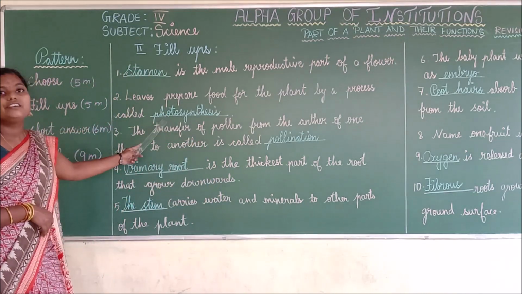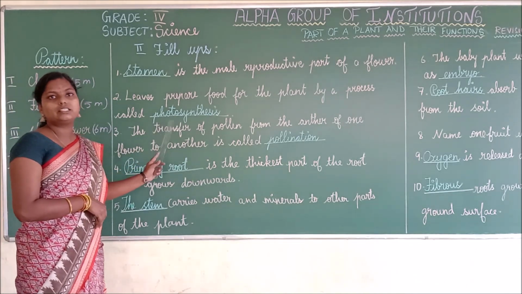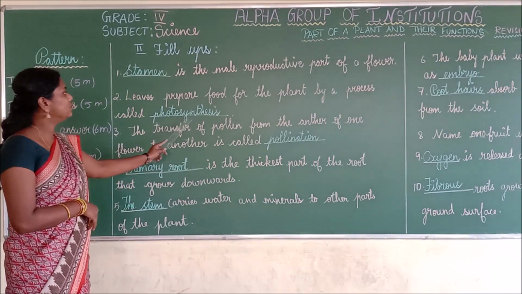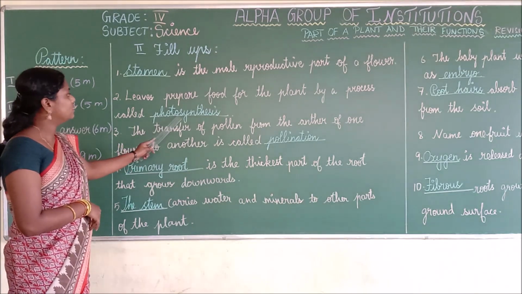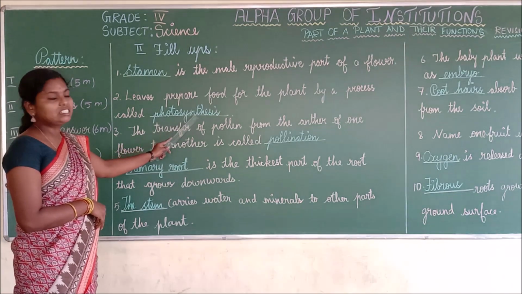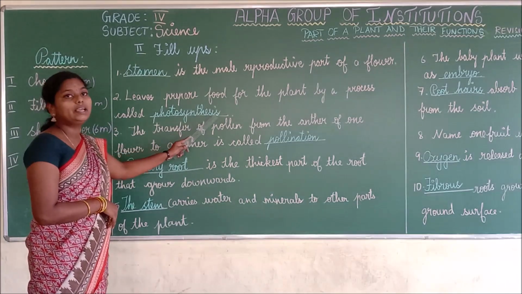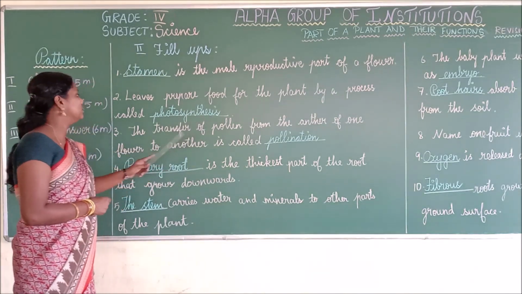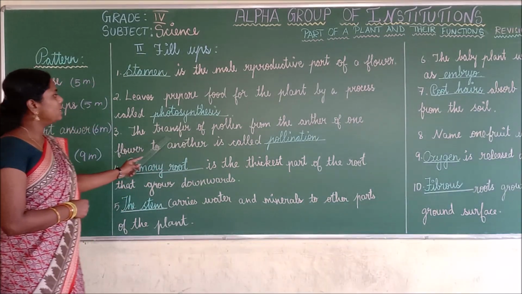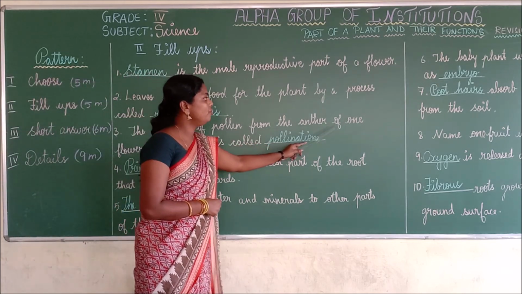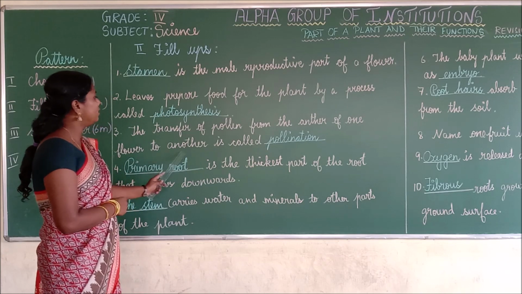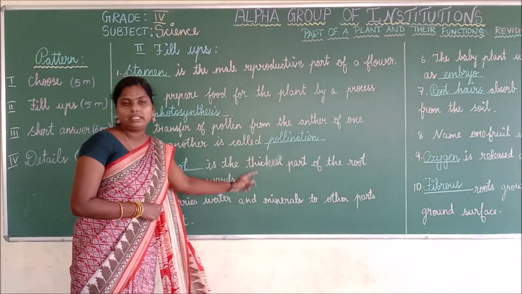Very good. It is photosynthesis. It is called photosynthesis. P-H-O-T-O. Photosyn. S-Y-N. Synthesis. T-H-E-S-I-S. Photosynthesis. Third one, the transfer of pollen from the anther of one flower to another is called pollination.